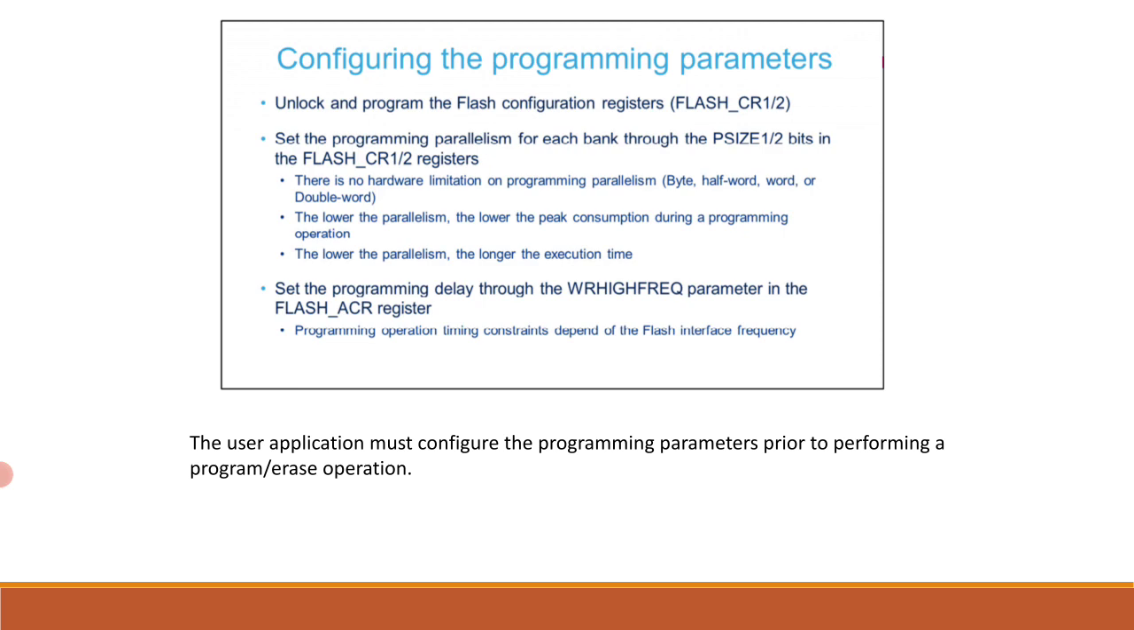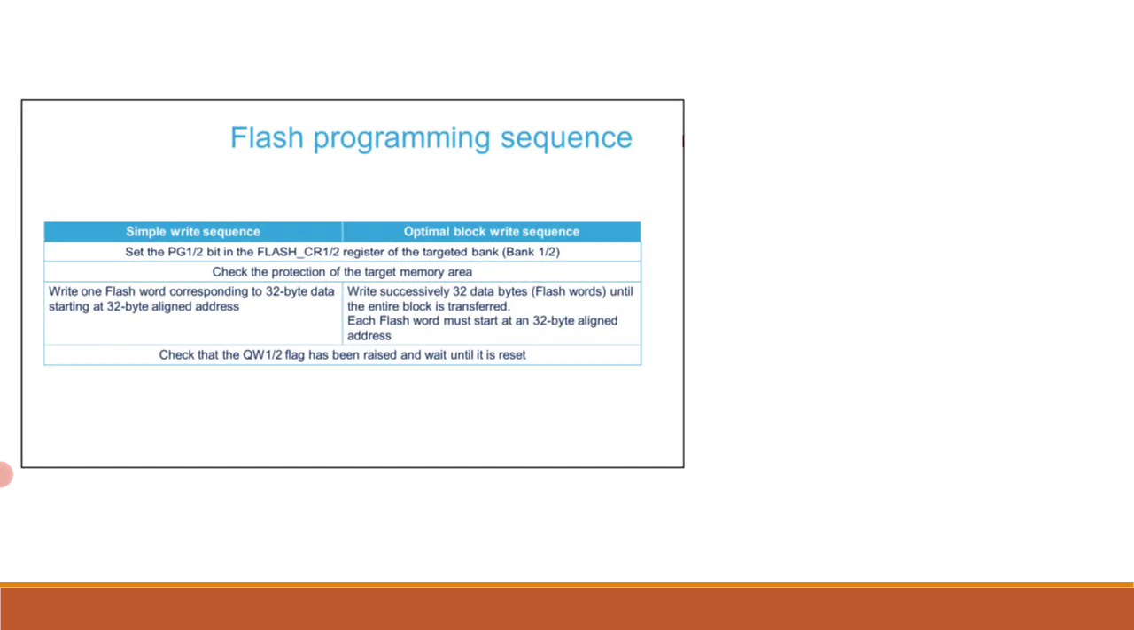So we need to see the flash programming sequence, right? So what are all the steps? I'll give you a simple table for it and then explain it. So this is the table: simple write sequence and optimal block write sequence. The simple write sequence has the following steps.